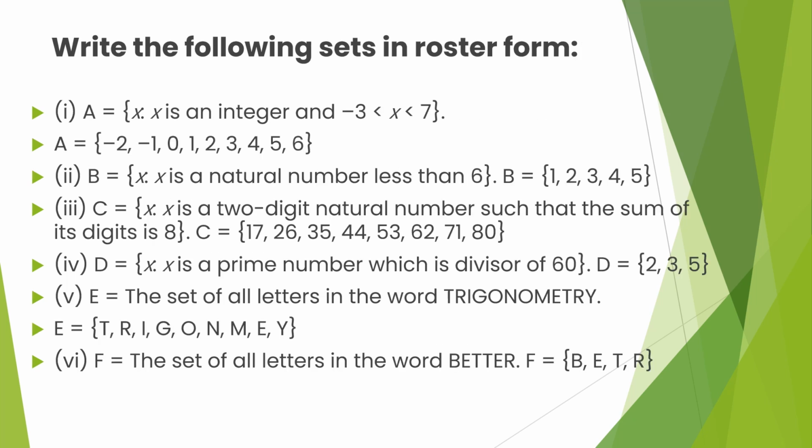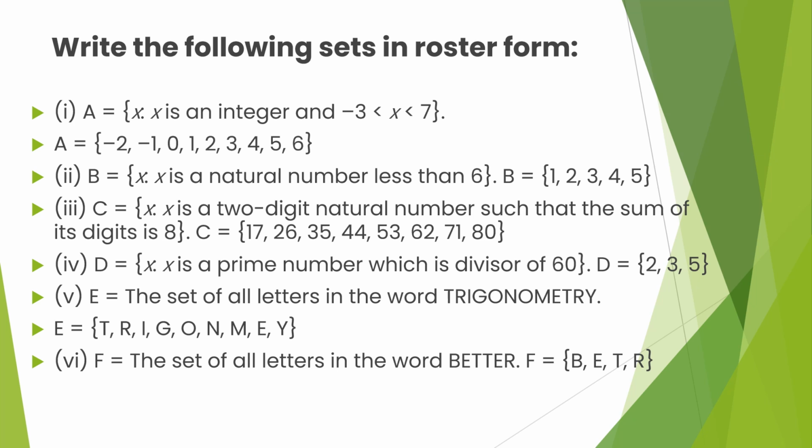Second question, write the following sets in roster form. We know there are two representations, roster form and set builder form. Now here the set builder form is given and you have to write in the roster form. Set A consists of all such x such that x is an integer and x is between -3 and 7. So all the integers between -3 and 7. So A is equal to -2, -1, 0, 1, 2, 3, 4, 5, 6.